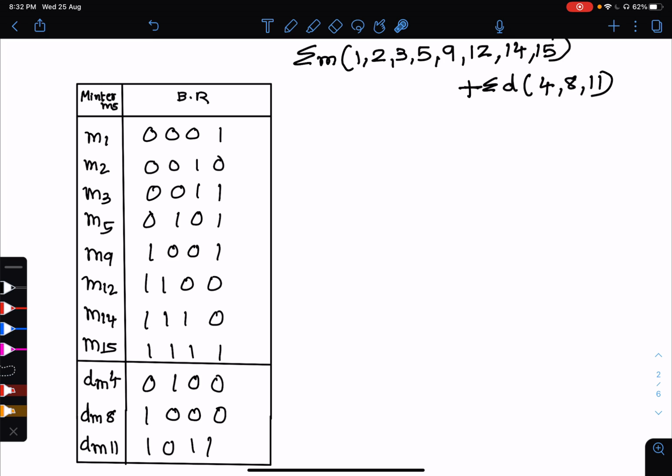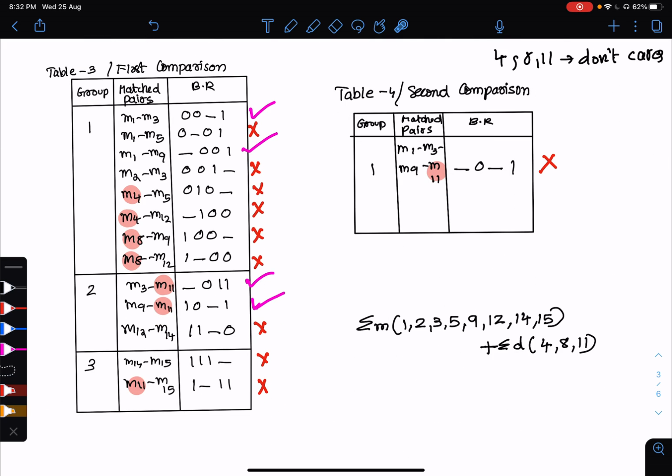So I hope you all got this binary representation table. It will be like this. Now you can either mention don't care on the downside or along with the min terms, no problem. Just to notate don't care, use the letter D or you can highlight. So this is the binary representation you should get. Then this is the first comparison table and the second comparison table.